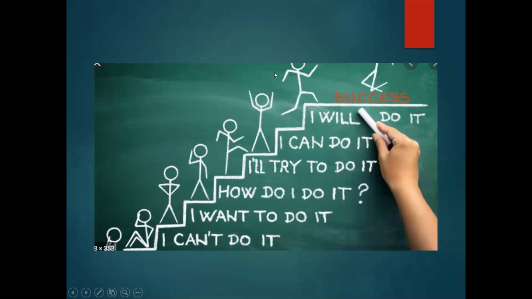Now before starting this chapter, let's have a look at this picture. In this ladder of success, you can find that there is a person and he is having an attitude that I can't do it. The attitude is that I cannot do this work. Definitely, this person will not be successful.